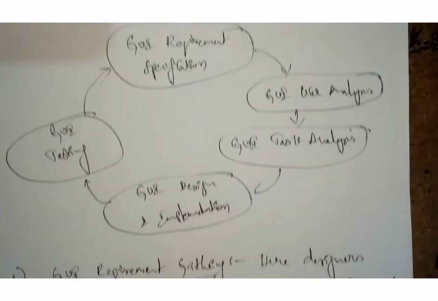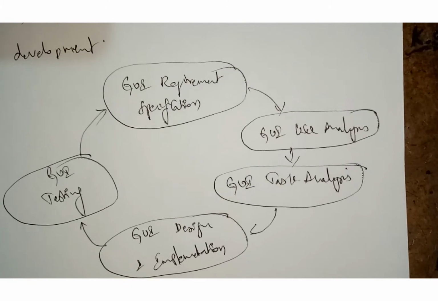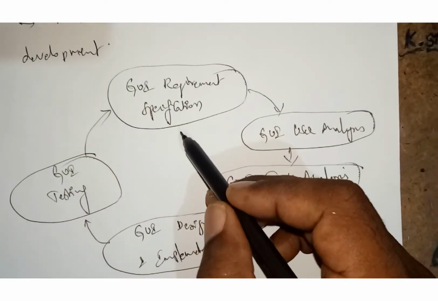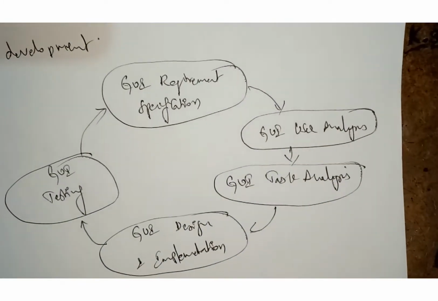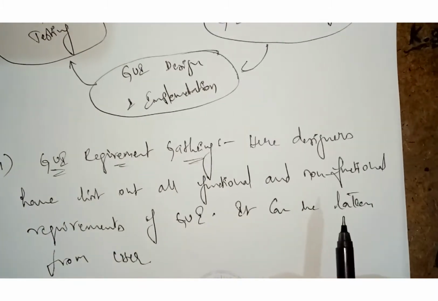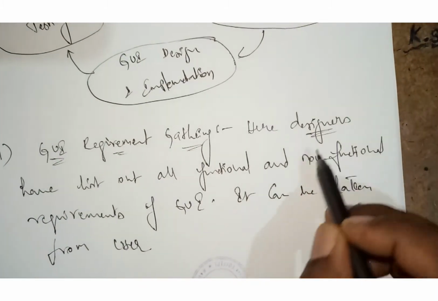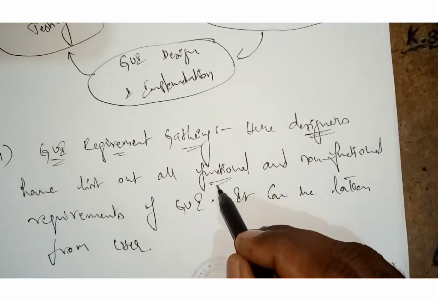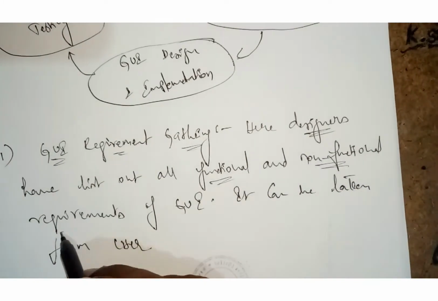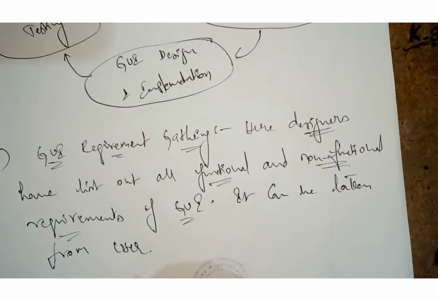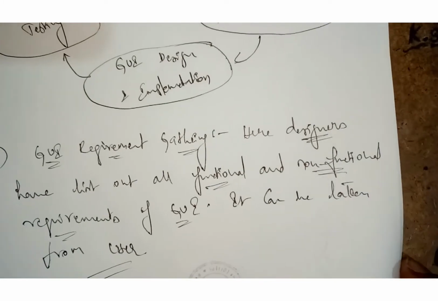In this model, the first step is GUI requirement specification. Here, designers have to list out all the functional and non-functional requirements of GUI. It can be taken from the user.